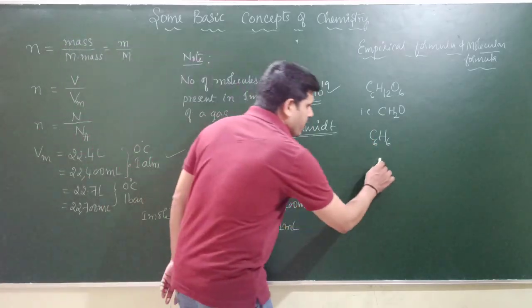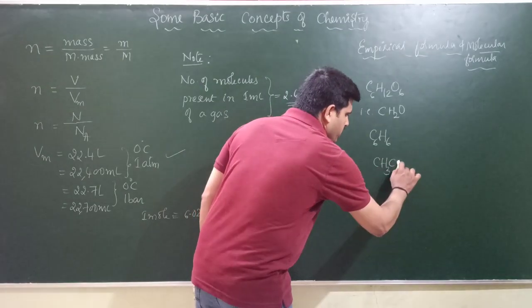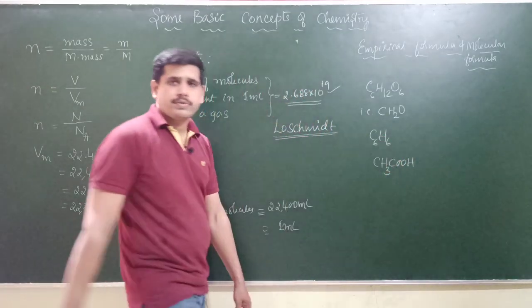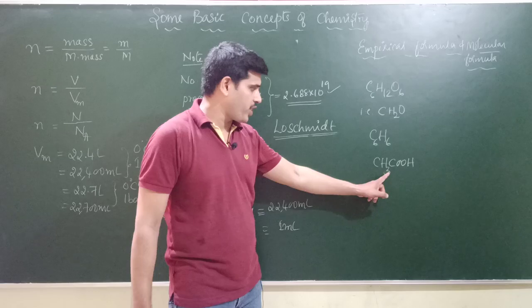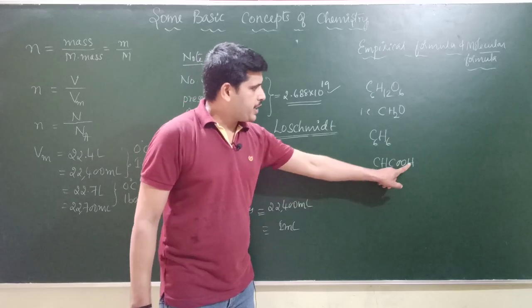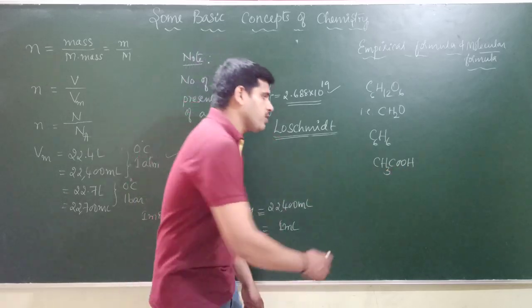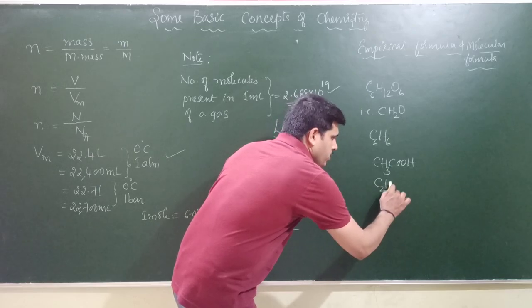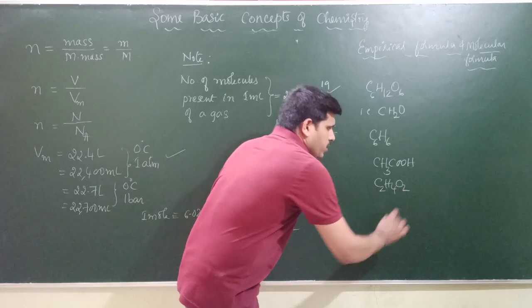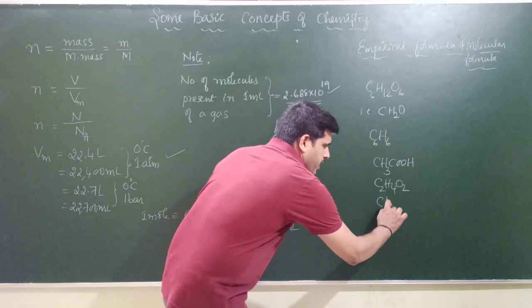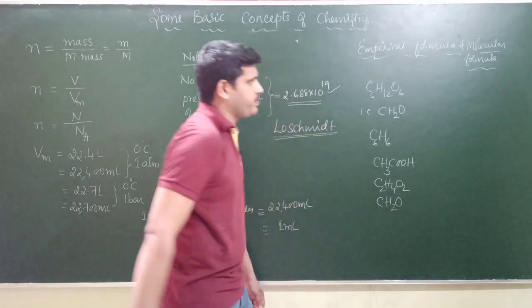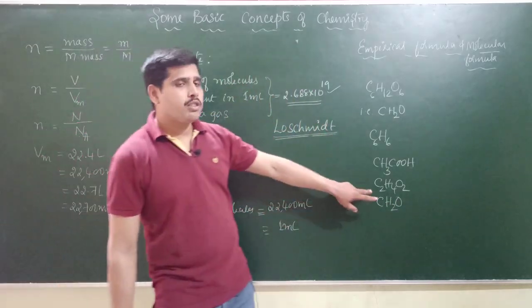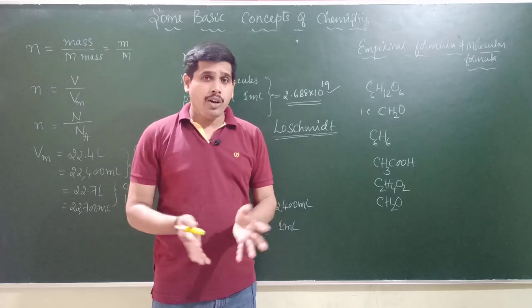Similarly, take one of the acids, vinegar. What is that? CH3COOH, acetic acid or vinegar, what we call. So the molecular formula is C2H4O2, isn't it? The empirical formula is CH2O. Are you understanding? So empirical formula and molecular formula are somehow related.